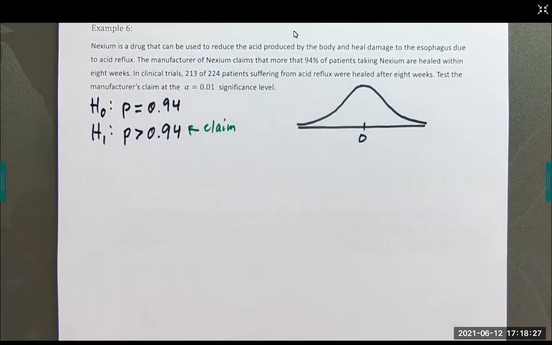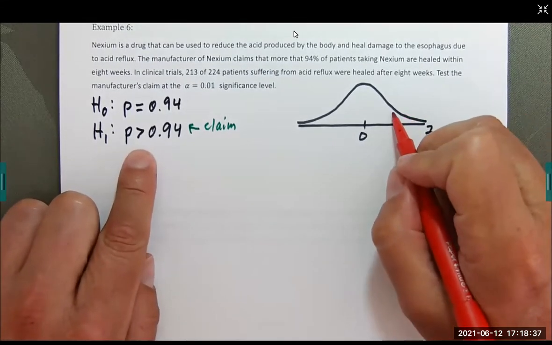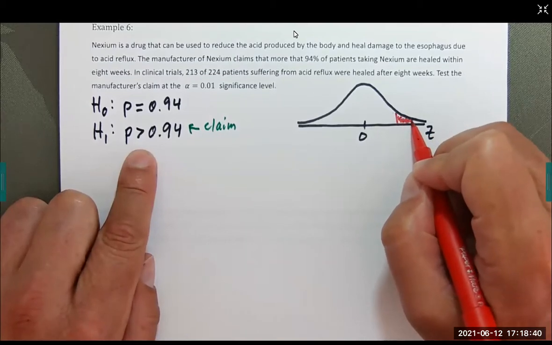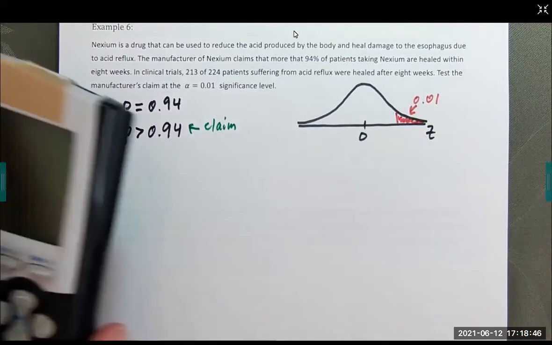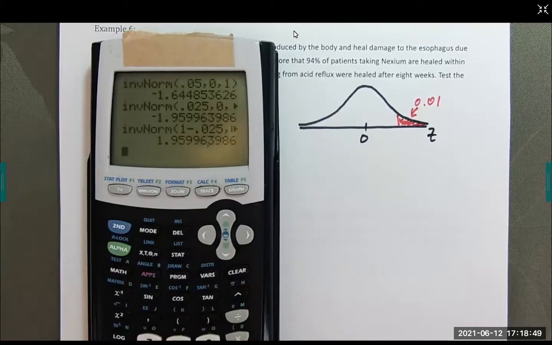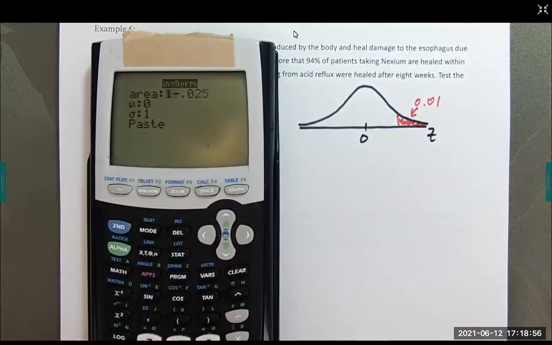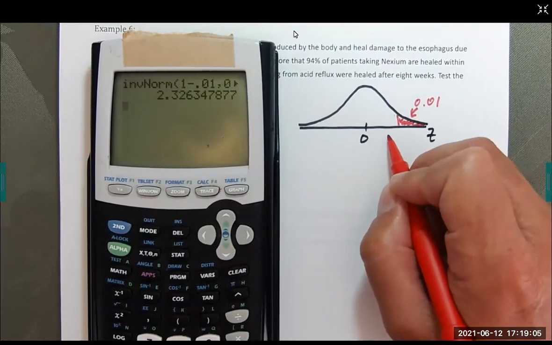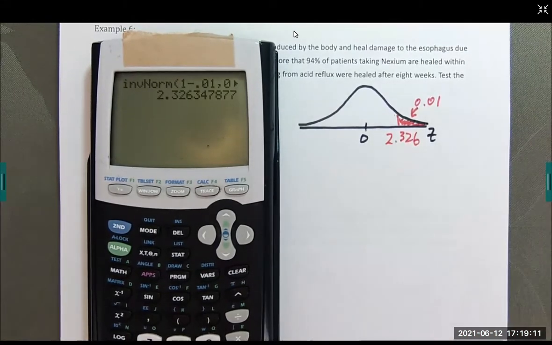All right, so these are Z values here, and we are using an alpha of 0.01, and because it's greater than, it's going to be a right tail. So this area here is 0.01. And what we're going to do is find the critical value based on that. If you remember, with inverse norm, it has to be area to the left. So this is going to be 1 minus 0.01. All right, there's our critical value, 2.326. The red is the critical region.